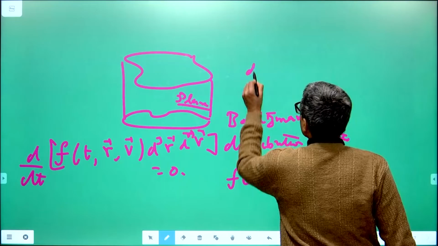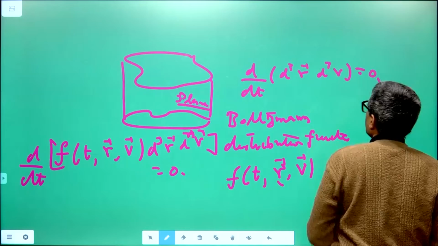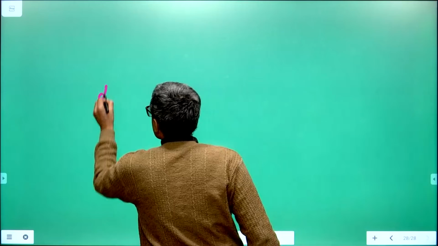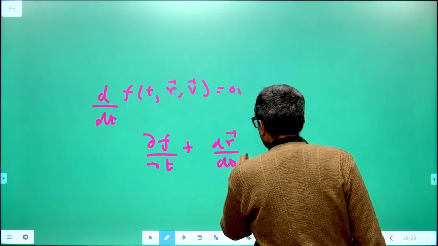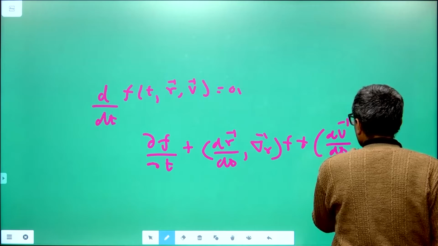That means if you look at d/dt of d³r d³v, that is equal to 0, because r and v follow Hamilton's equations of motion. That means the phase volume is conserved. So, the law of conservation of particles gives you the relation d/dt of f(t, r, v) equal to 0, or equivalently ∂f/∂t plus dr/dt · ∇_r f plus dv/dt · ∇_v f.